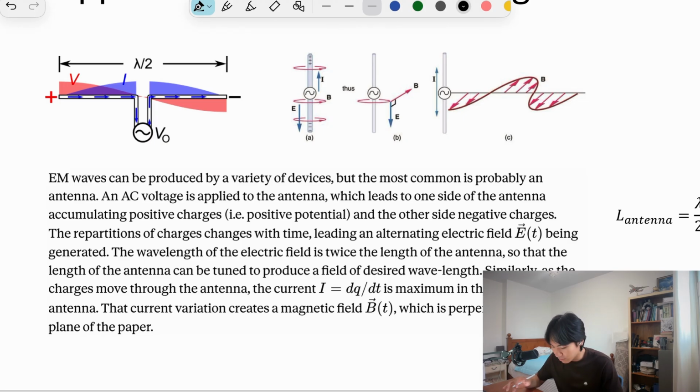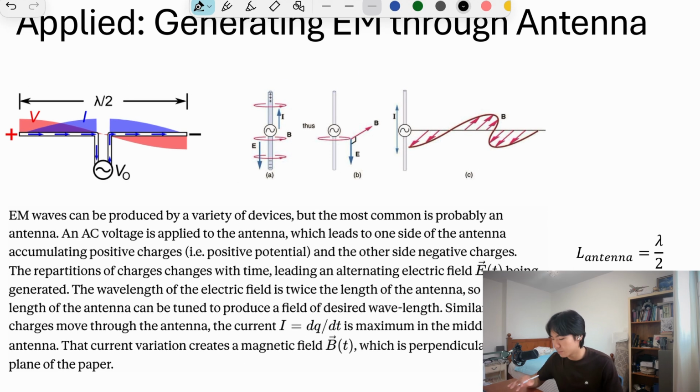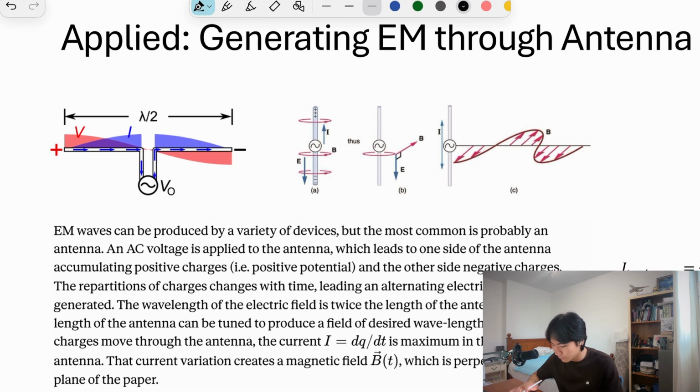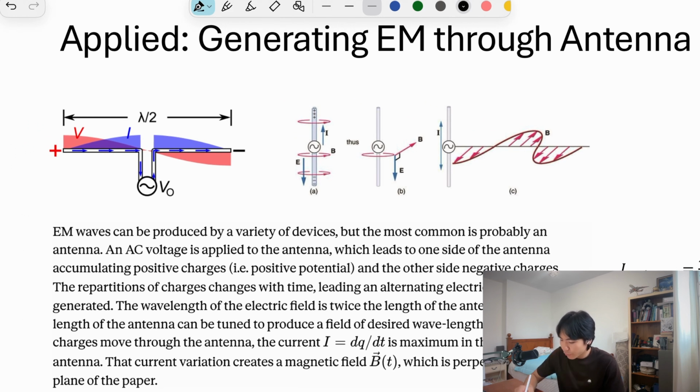Similarly, as the charges move through the antenna, the current I, equal to dq over dt, is maximum in the middle of the antenna. The current variation creates a magnetic field, which is perpendicular to the plane of the paper. Okay, a mouthful, but I think it's quite intuitive what it's trying to explain with the diagrams here as well. We can actually create different wavelengths by altering how big the antenna is, right?